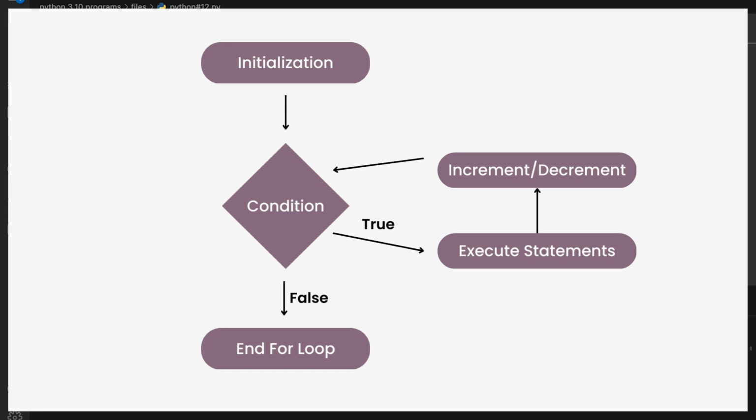In case the condition is still true, it will follow on the loop. It will execute the statement again. It will decrement or increment the variable. It will again check with the condition. In case it is false, it is going to exit from the loop and it will go to the end for, that is, it will end the for loop.